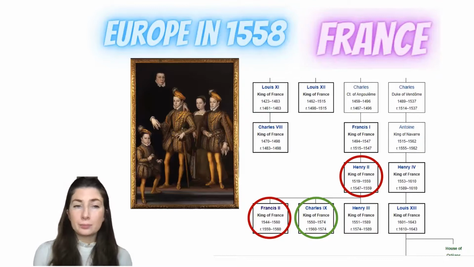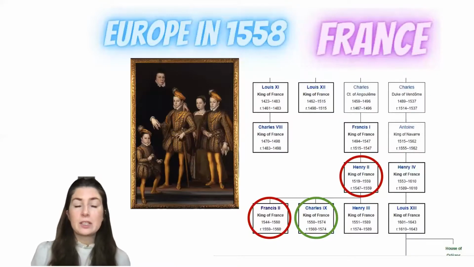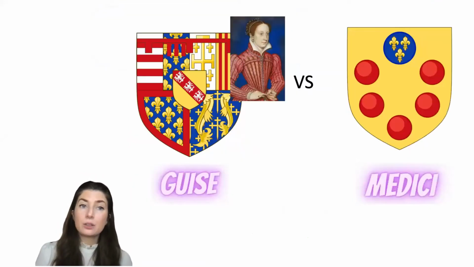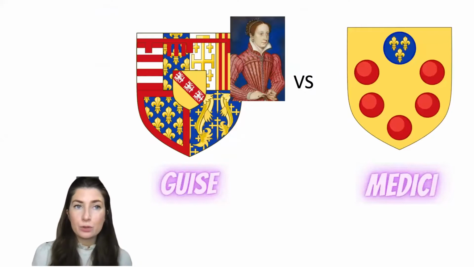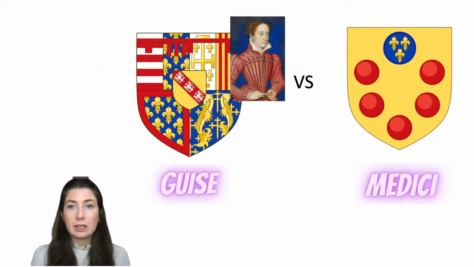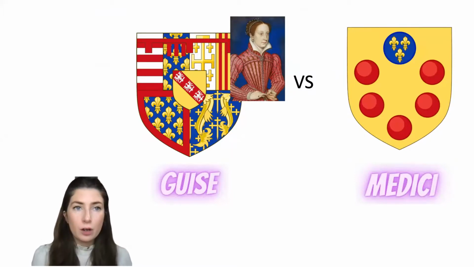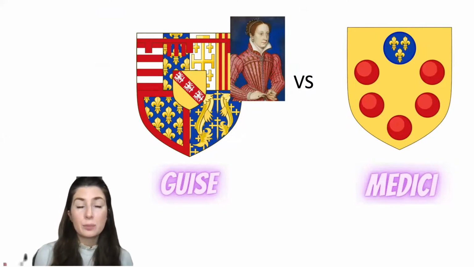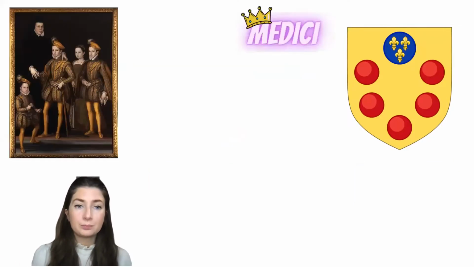Therefore, his mother, Catherine de Medici, takes control as his regent. Now, what this leads to is a factional power struggle between the Guise faction in France, which was predominantly Catholic, related to Mary of Guise, who is Mary Queen of Scots' mother, versus the Medici family in France, who are currently in power, in control. However, they are led by a 10-year-old king.